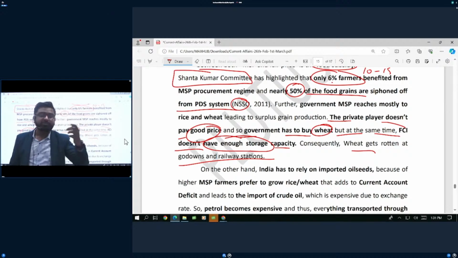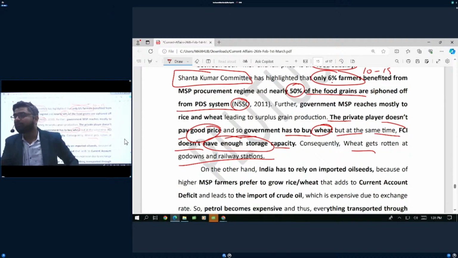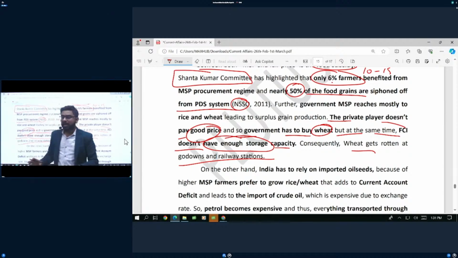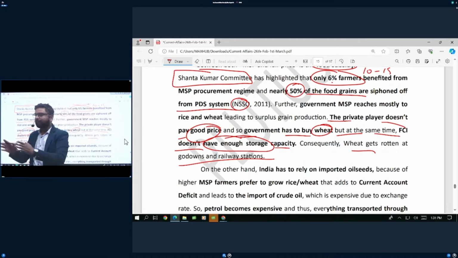Just imagine yourself, you are the only person working in your entire family in a private job. Can you leave that job? Never, no matter how bad the boss is, because you have to support your family. Understood? So the only way to bring reform: nobody will demand MSP if you are able to shift them to manufacturing. If there is diversity of income in farming, they are less likely to ask for MSP.